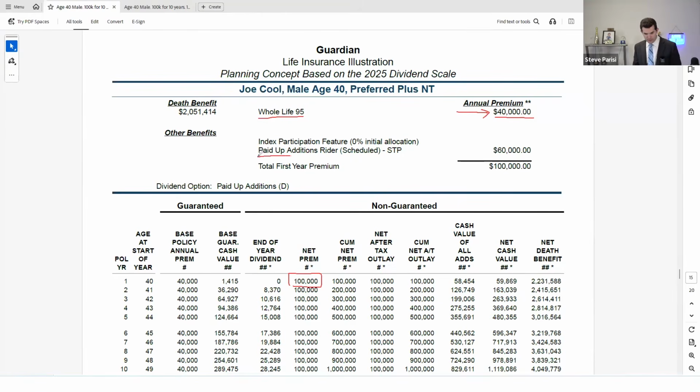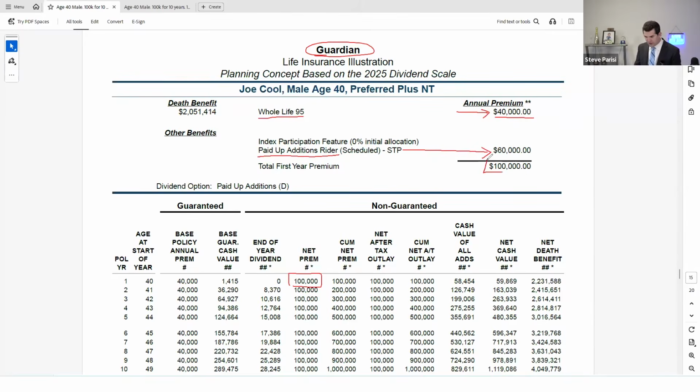Then our PUA rider. This illustration is with Guardian, one of the 4 major mutual companies. I like the fact that they call their PUA rider a PUA rider because not all companies do that. Some companies call it AILR, LISR, EPUA, APUA, OPP, AP, all these different terms that all mean the same thing. Paid-up additions, i.e. cash dump-in. So anyway, of your $100,000 payment, 40% is allocated toward the premium and 60% is allocated toward PUAs.